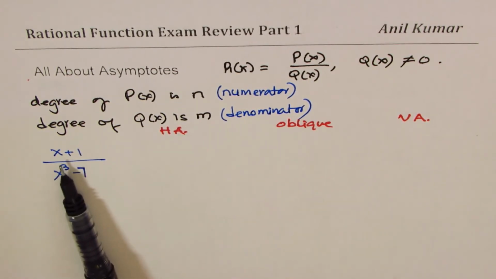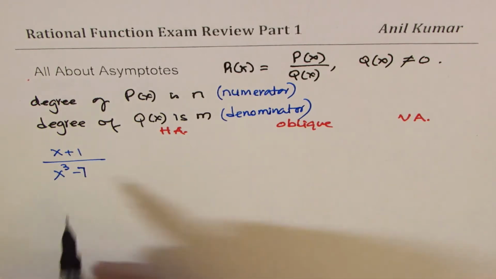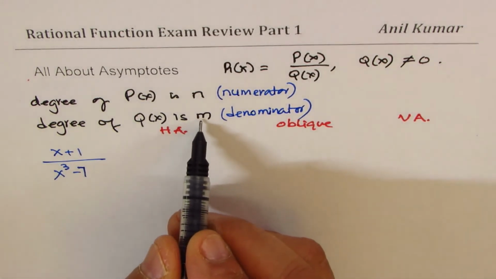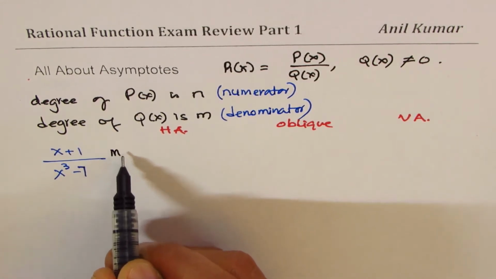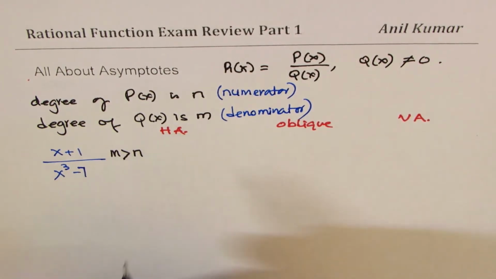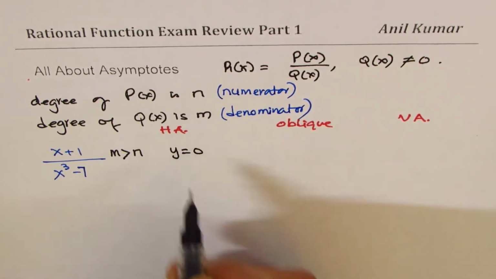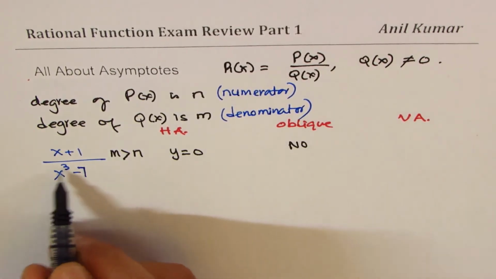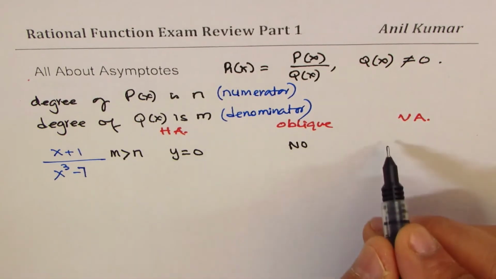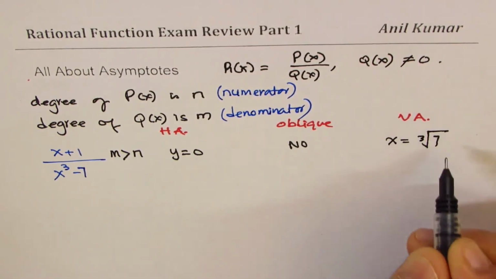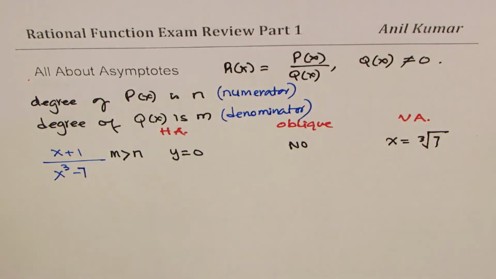So in this particular case, we know the degree of m is greater than n. So what we are saying is degree of denominator is higher. In that case, we have a horizontal asymptote, which is y equals to 0. No oblique asymptote. Vertical asymptote is always when the denominator is 0, right? So at x equals to cube root of 7, we'll have vertical asymptote.